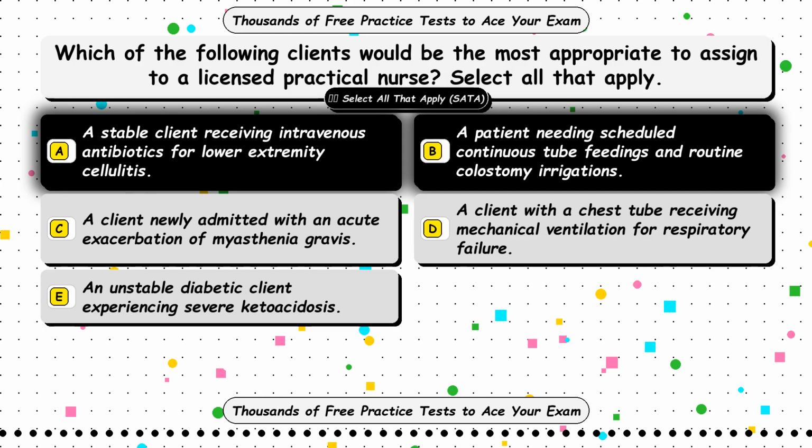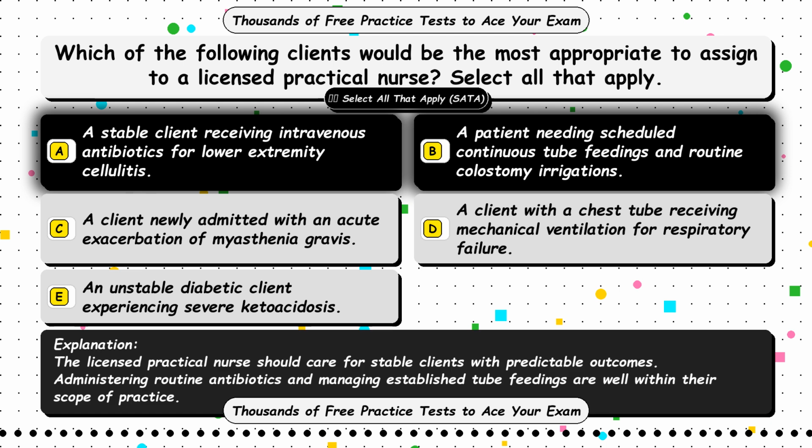The correct answers are options A and B, a stable client receiving intravenous antibiotics for lower extremity cellulitis, a patient needing scheduled continuous tube feedings and routine colostomy irrigations. The licensed practical nurse should care for stable clients with predictable outcomes. Administering routine antibiotics and managing established tube feedings are well within their scope of practice.